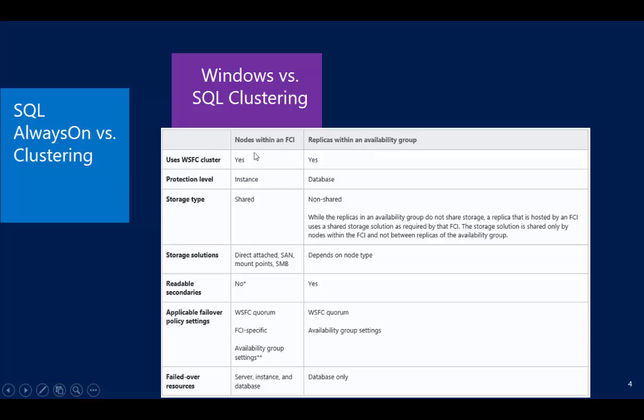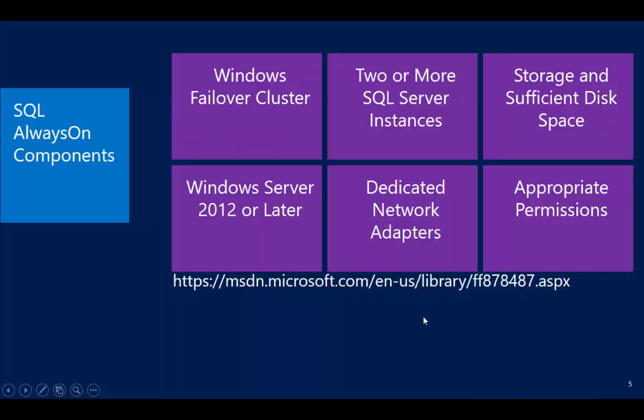The combination failover cluster instance versus Always On availability group uses Windows Server failover cluster. Yes, both of them do. The protection level, this one's interesting. For clustering, it's an instance protection. For availability groups, it's a database level protection. So difference there. Storage types and so on. I won't read this to you. You can read the table for yourself, but this gives you some of the ideas of the differences.